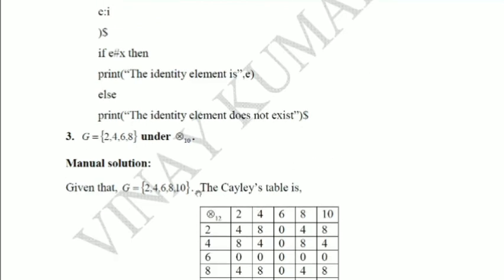Now in the next problem I had given 2, 4, 6, 8, 10 and the binary operation is addition modulo 12, not 10. This is 2, 4, 6, 8, 10 and addition, multiplication modulo 12.